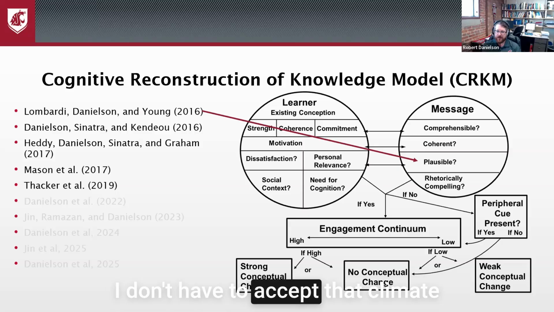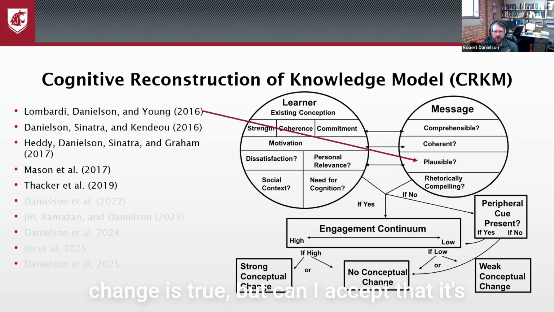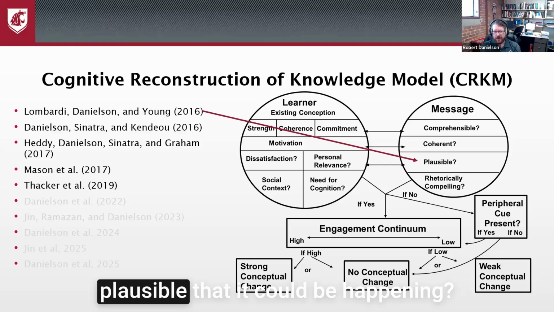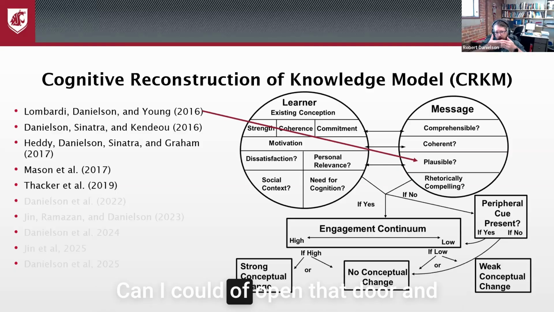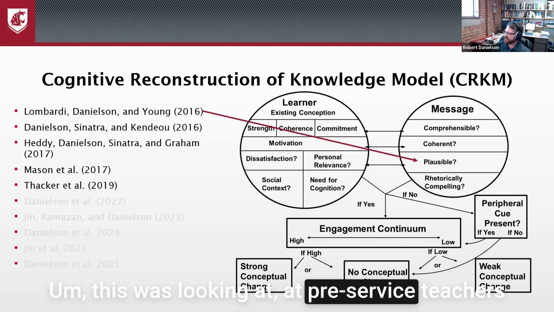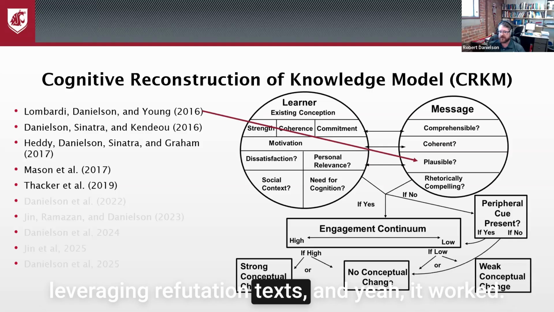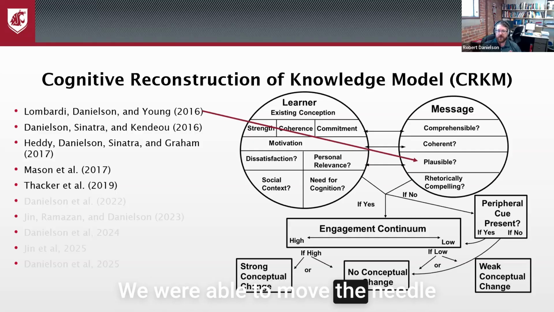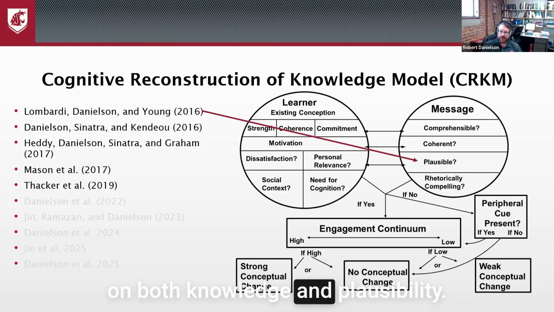I don't have to accept that climate change is true, but can I accept that it's plausible that it could be happening? Can I kind of open that door and allow them to engage with this work? This was looking at pre-service teachers leveraging refutation texts, and yeah, it worked. We were able to move the needle on both knowledge and plausibility.